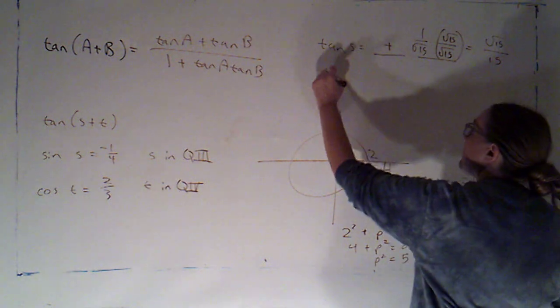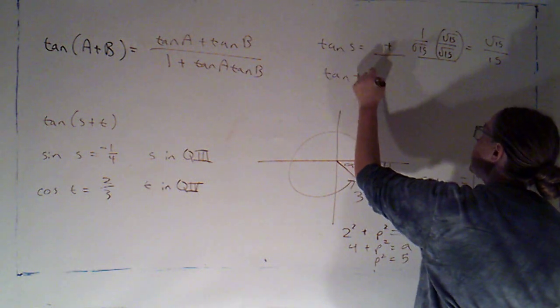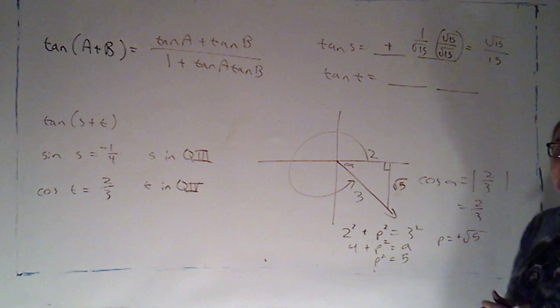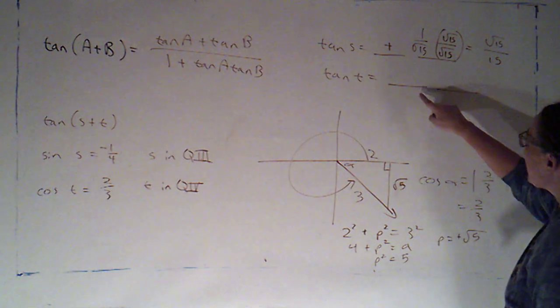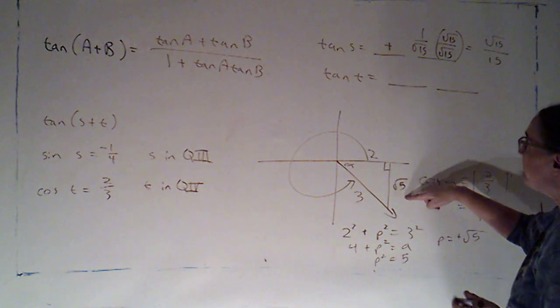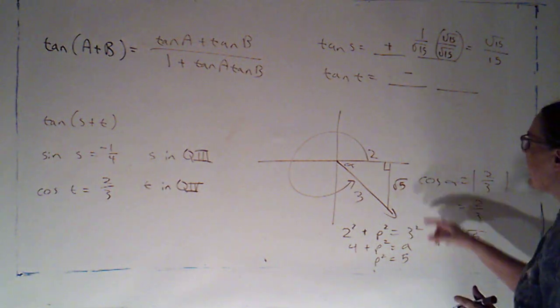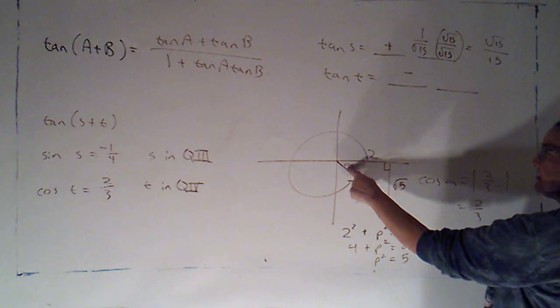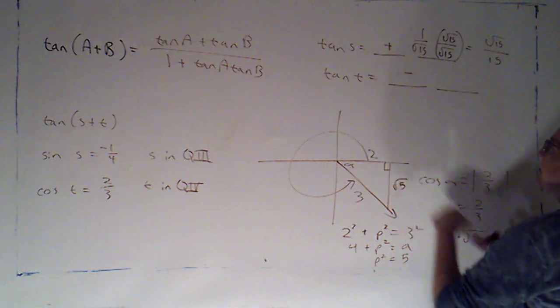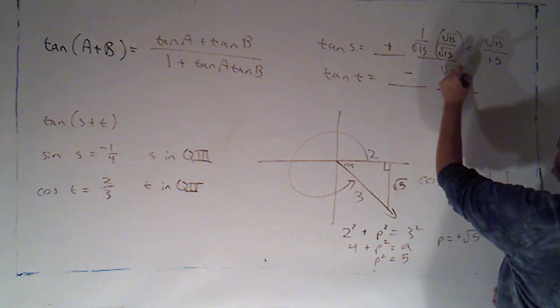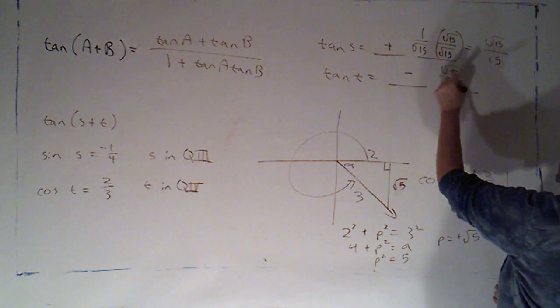Okay, so now I can say tangent of t, two-step process here. Okay, so I'm in quadrant 4, tangent's going to be negative. Okay, and then I attach to that tangent of alpha, which would be root 5 over 2. Oops, root 5 over 2.